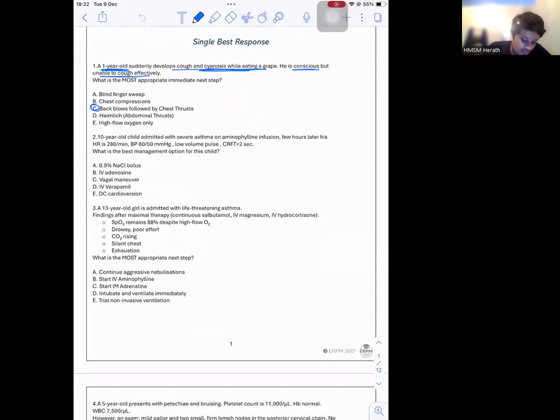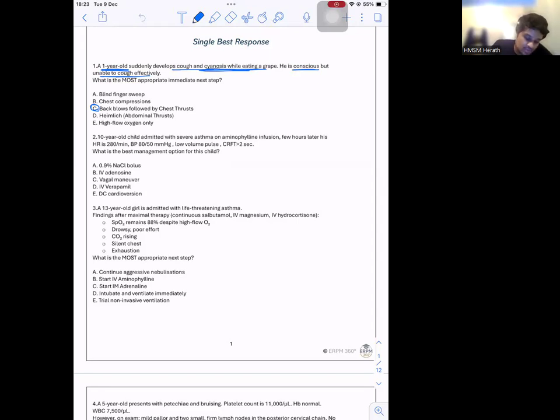The second question. A 10-year-old child admitted with severe asthma on aminophylline infusion. A few hours later, his heart rate is 280 and blood pressure is 80 by 50, and he is also having low volume pulse with increased CRFT, right? What is the best management option for this child, right?